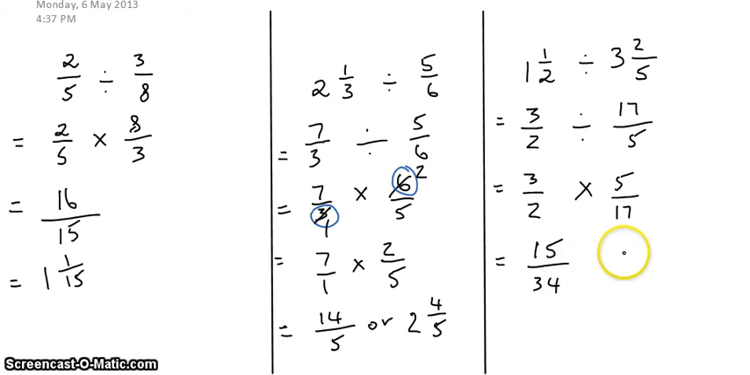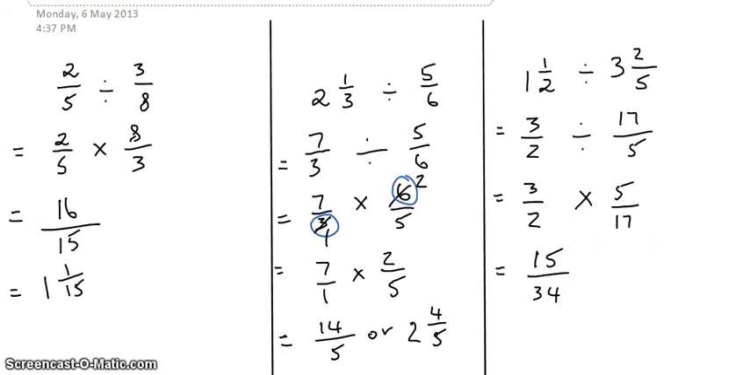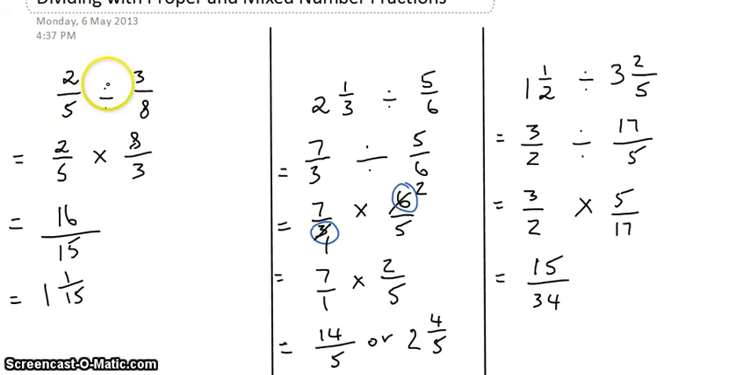Okay, so the only thing different with dividing fractions is that we turn our division into a multiplication and we invert, which means turn upside down, that second fraction. Also make sure we're turning our mixed number fractions into improper fractions before we start this process. And remember, we can cancel down by looking for the factors that are common to both the number on the top and the number on the bottom.